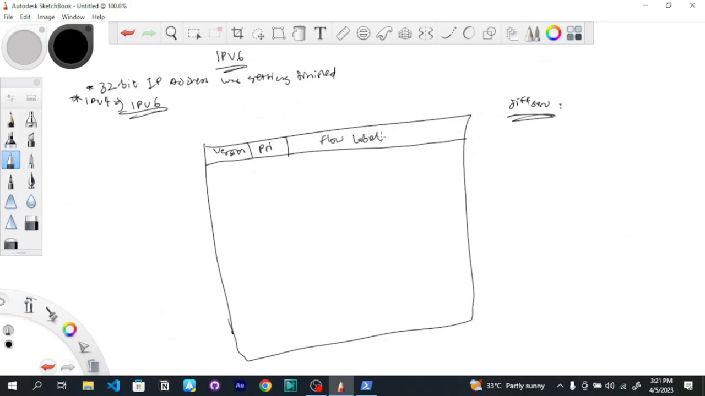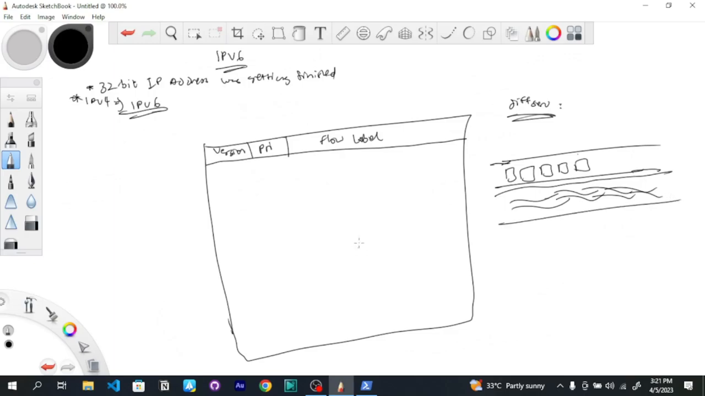And this is a flow label. We've been talking about data as packets: packet A, packet B, packet C. But that's not how IPv6 wants you to think about data. It wants you to think of it as a flow, sort of like water. Even though the molecules are separate, it's one large blob of water moving. The flow label is not really important, but I just wanted to explain it.